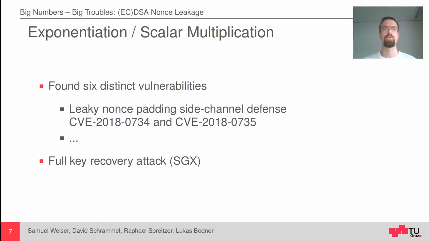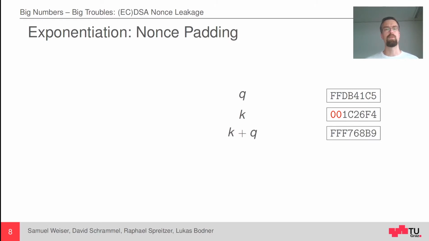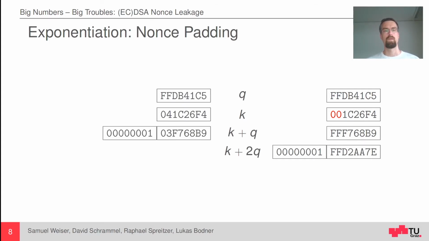It was awarded with 2 CVEs, by the way, and we also showed a full key recovery attack in practice in an SGX setting. Now let's have a look at how nonce padding works. We have this modulus Q and the nonce K, which needs to be padded. And we do padding by simply adding K plus Q and doing this another time. If we now have a slightly different nonce, we also do this addition.